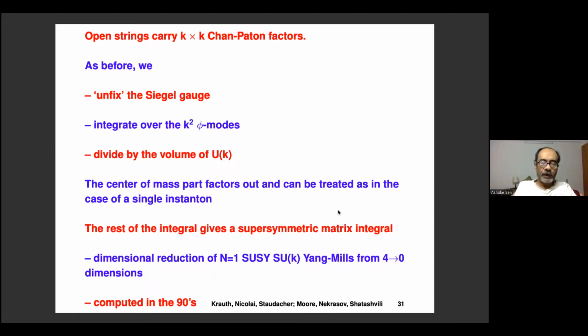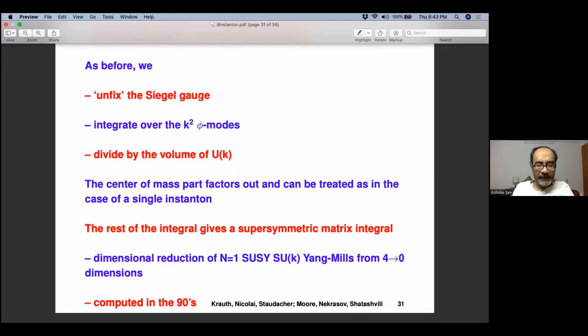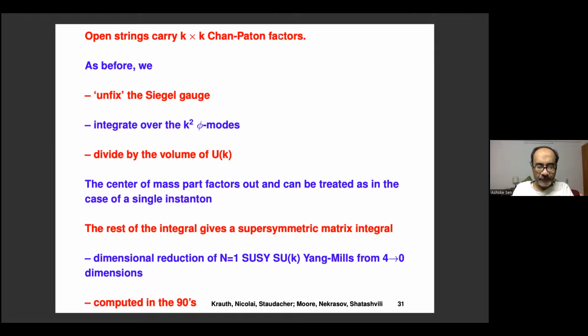So how do you deal with k instantons? Open strings now carry k by k Chan-Paton factors. The first few steps are similar to what we did. You have to unfix the Siegel gauge, which means you now have k squared extra phi modes, because there are k squared open string states. So you have to integrate over all of these k squared phi modes.